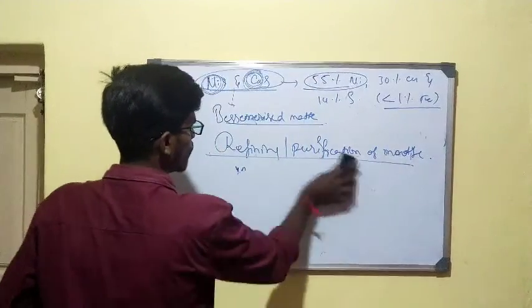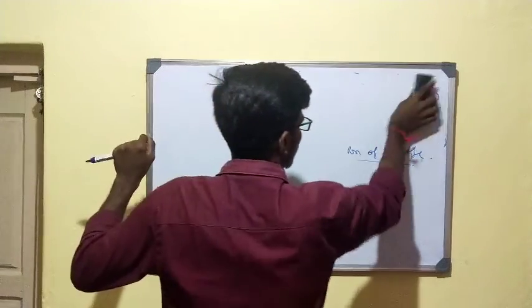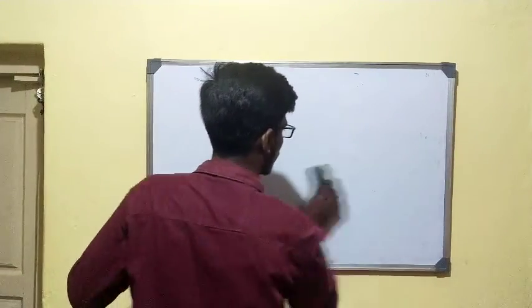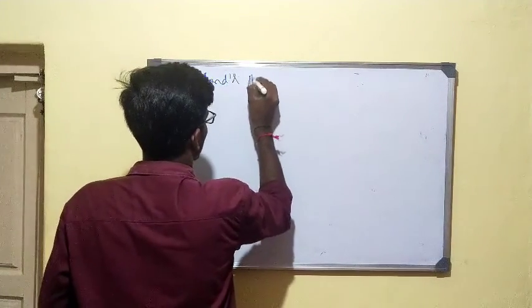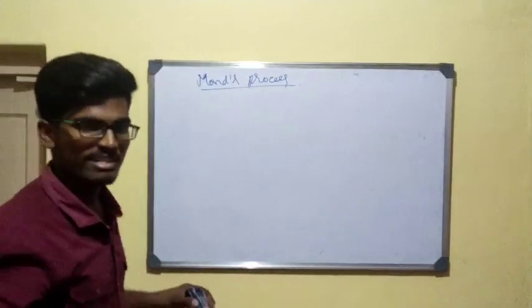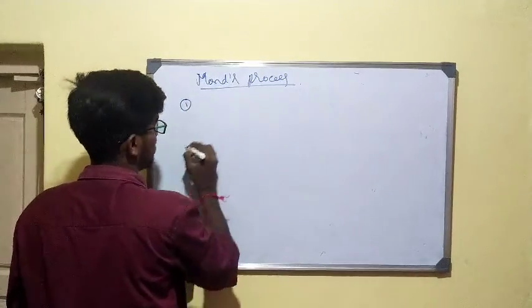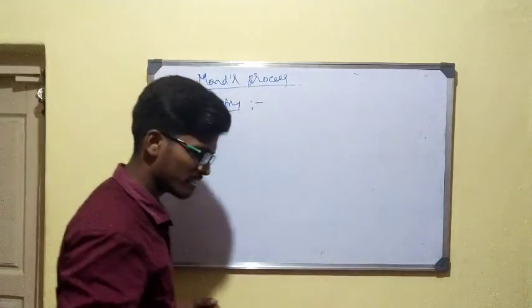Now we will come to know Mond's process. Mond's process involves several steps, and as per the Mond process, the first step is roasting. After Bessemerization, you have the Bessemerized mixture, right? That Bessemerized mixture contains what? Nickel sulfide and copper sulfide.